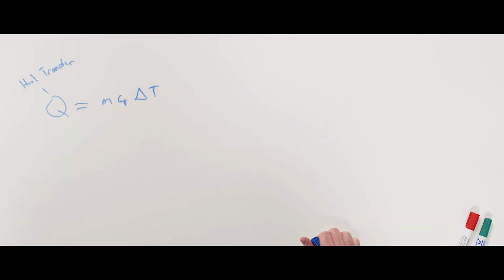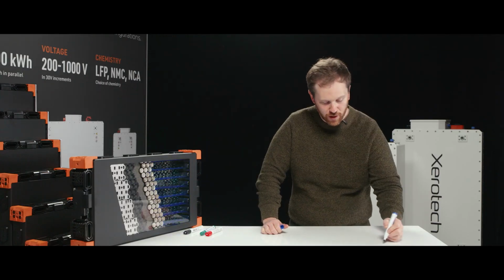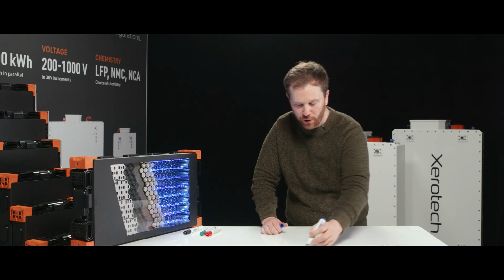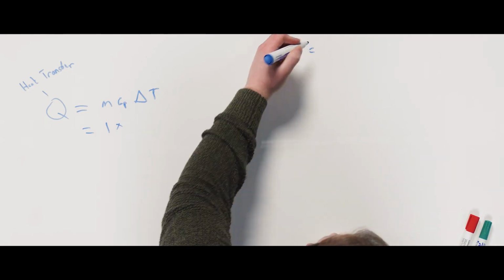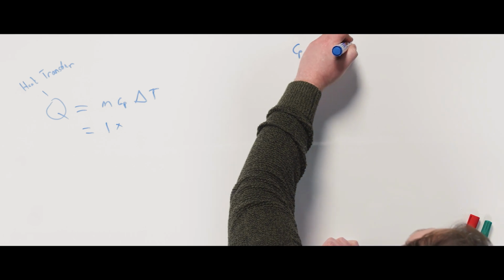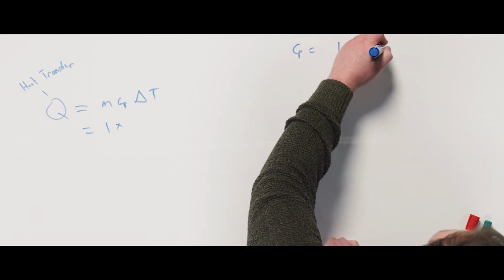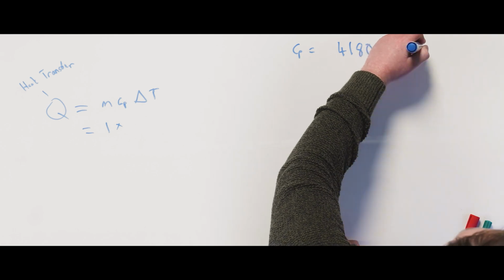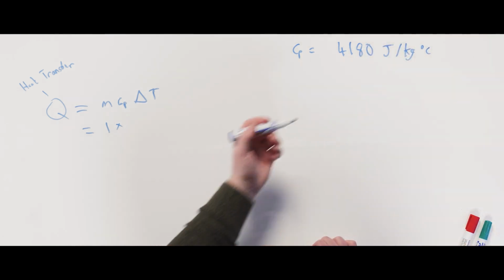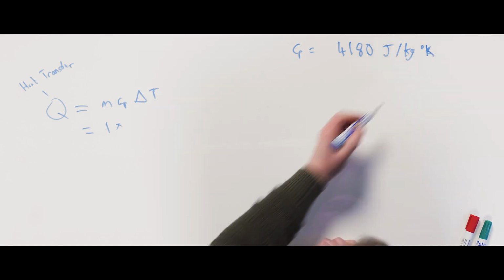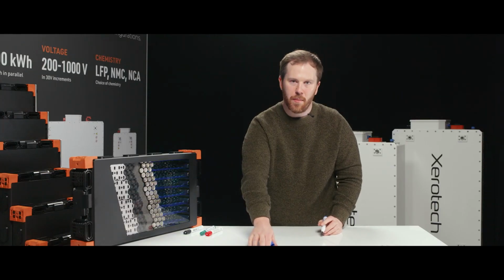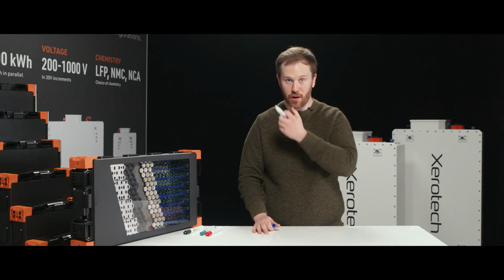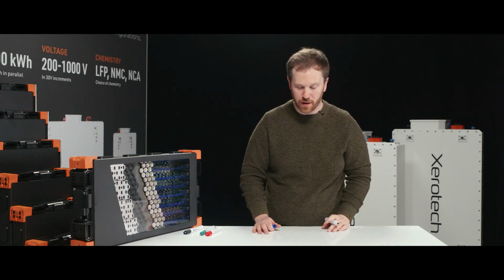What this means is that if you're flowing 1 liter a minute of water, and we'll just put to the side here that the heat capacity of water is 4,180 joules per kilogram per degree C, Kelvin, technically. This is a very important number in all cooling systems, and especially in battery systems when you look at other solutions that are available on the market today.